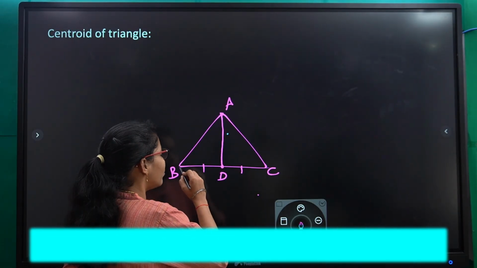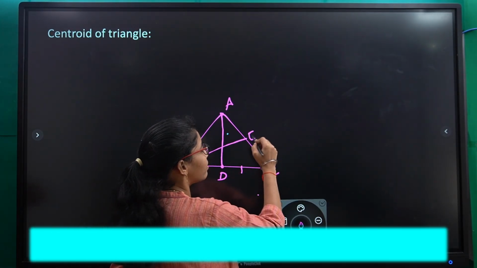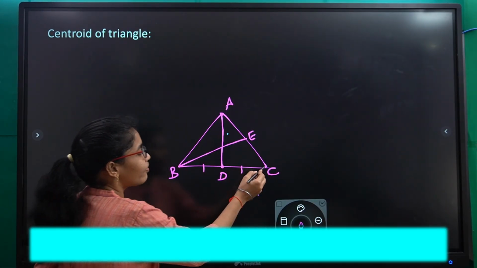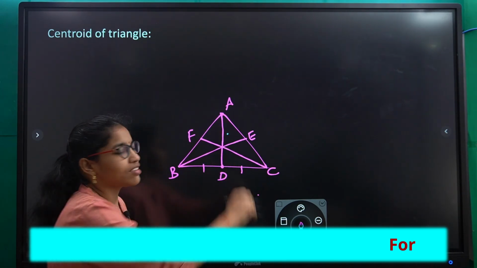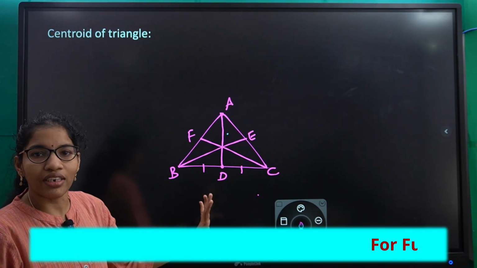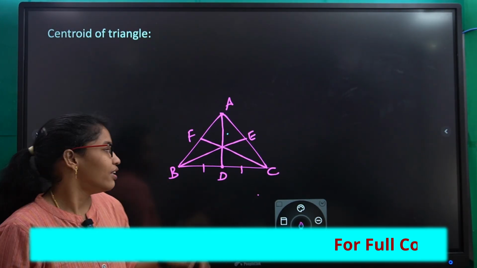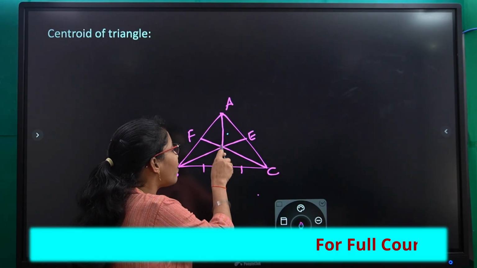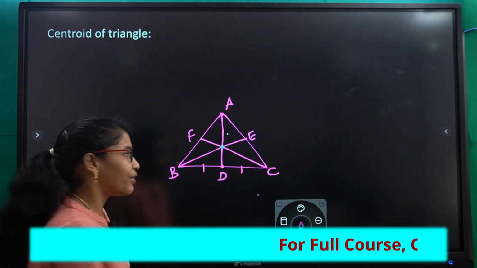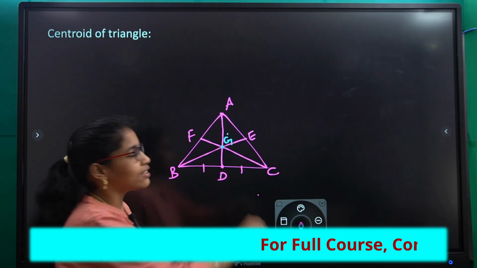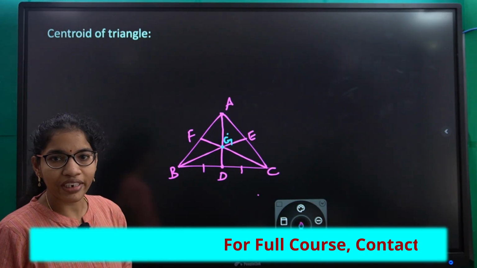Now from B also you can draw one median to AC, and you can name the midpoint E. BE is one more median, and from C to AB you can take one more median, CF, right? So three vertices, three opposite sides, so we have three medians for any triangle. Now the point of concurrence of these medians is called what? The centroid of the triangle, right? We denote the centroid with the symbol Z here. Clear? Already you know the property of the centroid.